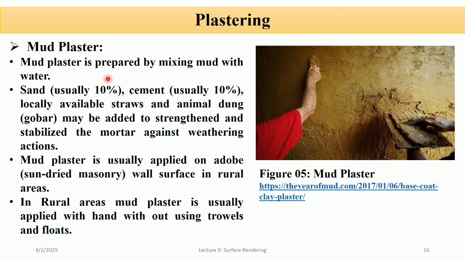Mud plaster. Mud plaster is prepared by mixing mud with water, sand usually 10%, and cement usually 10%. Locally available straw and animal dung may be added to strengthen and stabilize the mortar against weathering action. Mud plaster is usually applied on adobe, sun-dried masonry wall surfaces in rural areas, and it is usually applied by hand without using trowels and plates.